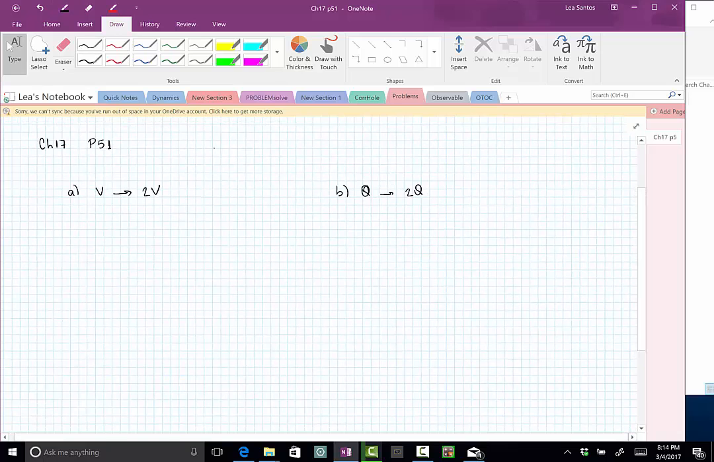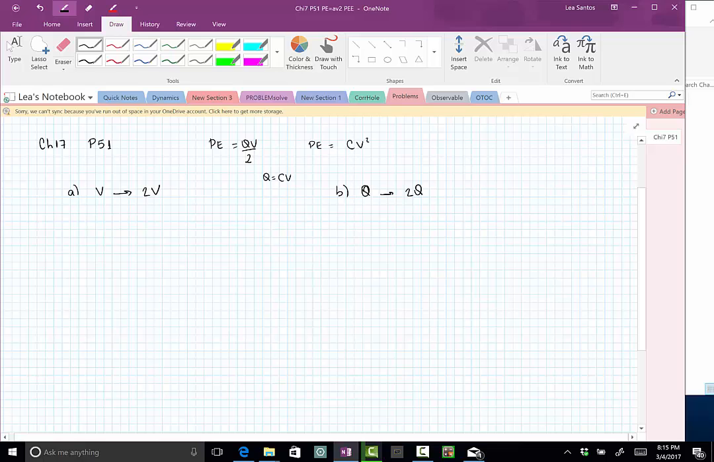We know that potential energy is equal to QV divided by 2. This is one way to write the equation. We also know that if I use Q equals CV, I can rewrite this equation as CV squared over 2. And finally, if instead of V I put Q divided by C, I have Q squared over 2C. So all of these equations are equivalent. They are just written in terms of two different quantities: Q and V, C and V, or Q and C.